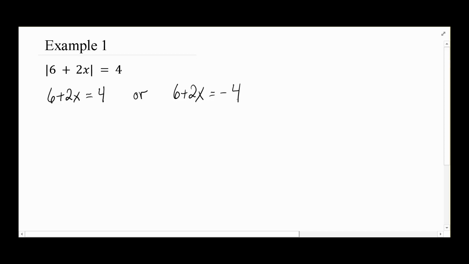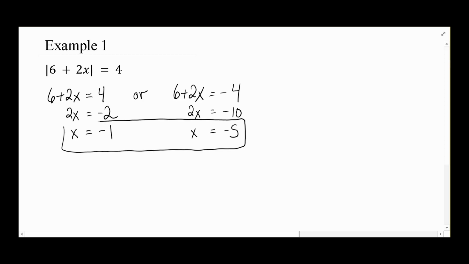So we could only do this because those two requirements were met. And now we've undone the absolute value. There's no more absolute value in my problem here. So now I can solve this just like normal. I can subtract 6 from both sides. I can divide by 2. There's one of my answers. I can subtract 6 from both sides. I can divide by 2. And there's my other answer. So I'm getting two answers here of -1 and -5, and those are my two answers to this problem.